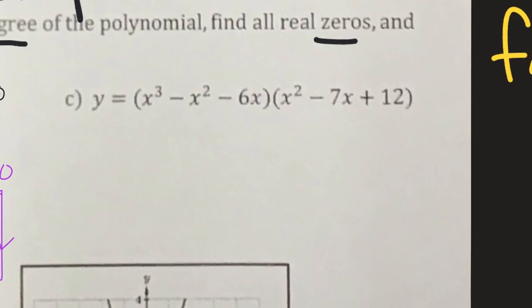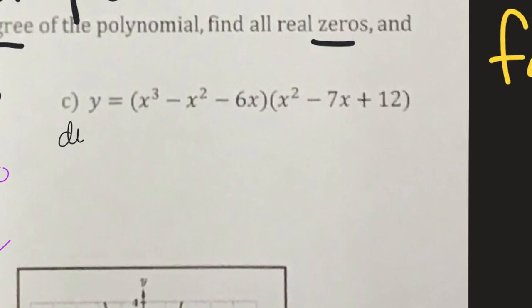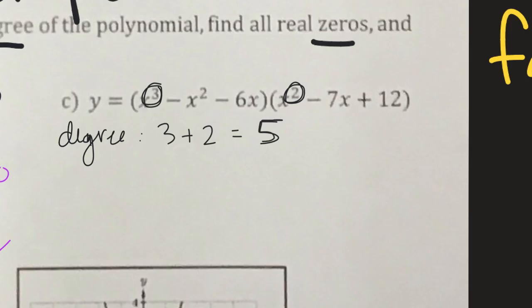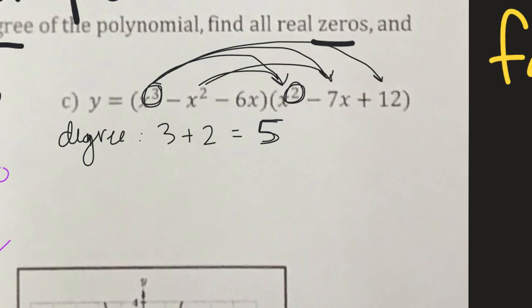Okay, what is this one's degree for part C? We have a 3 here, and we have a 2 here. What's 3 plus 2? 5. 5th degree. We would have to FOIL this out if we wanted to multiply everything, right? We'd have to do a whole lot of multiplication. So the degree is 5, but what about our zeros?